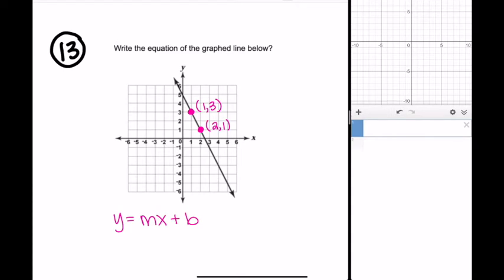The only reason I'm labeling these is because we could make a table to find the rate of change, or we can just count up and over, but if we count up and over, I want to make sure that they are two perfect points. So these two perfect points are labeled as whole numbers, so I can use them.